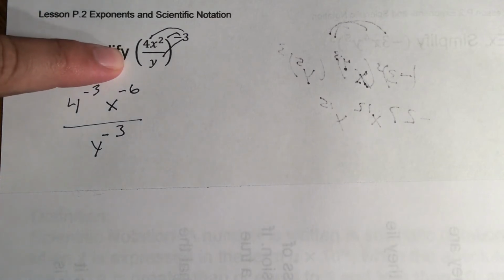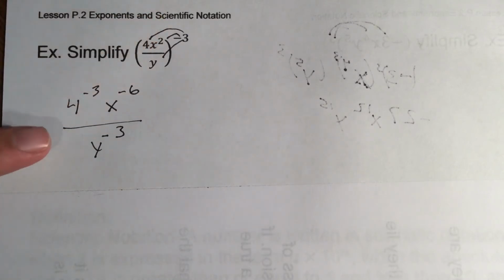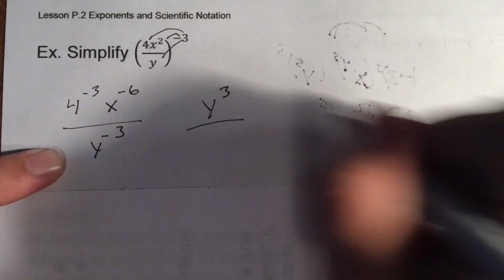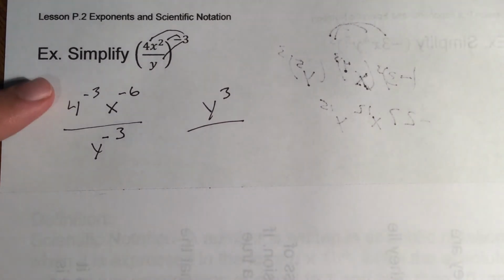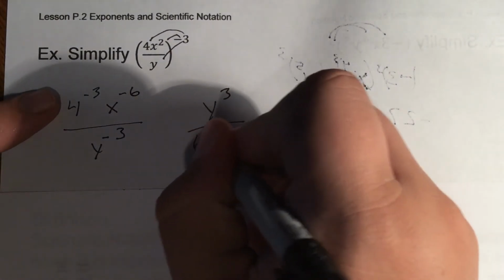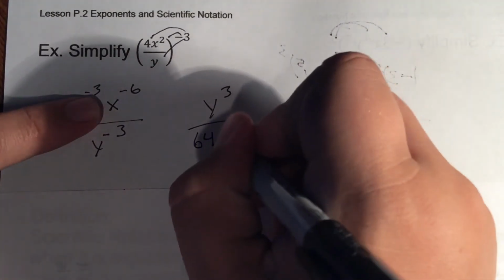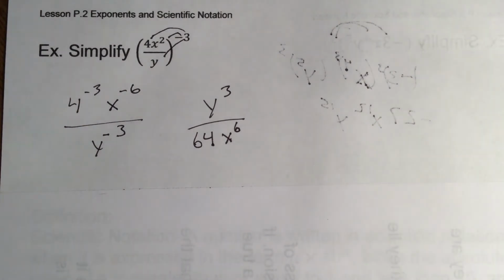We could flip these right off the bat and that would get rid of the negative, or we can flip them later. Either way this works. So the y, to make it positive, we'd move it to the top. 4 to the 3rd, well, 4 times 4 is 16, times 4 again will be 64. That'll move to the bottom to get rid of the negative exponent. And then x to the 6th, moving it to the bottom.